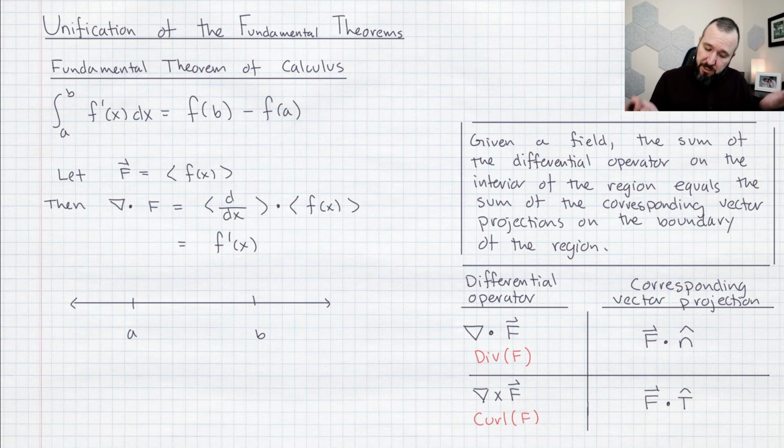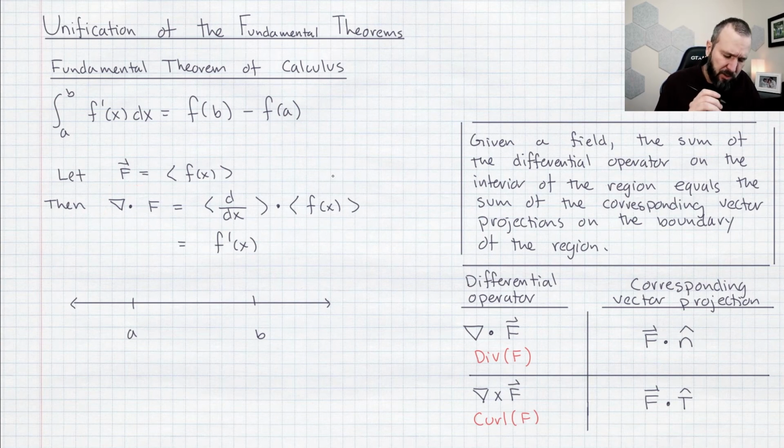And what this statement is telling me to do is to add up the differential operator everywhere on the interior of the region. So just to be clear, in the fundamental theorem of calculus, the regions that you integrate over are just one-dimensional objects. So I'm going to choose this capital F right here to be a one-dimensional vector, and inside that one-dimensional vector is the function. And then when you calculate the divergence, all you're doing is the one-dimensional gradient dot product with this one-dimensional vector. So it just means take the derivative.